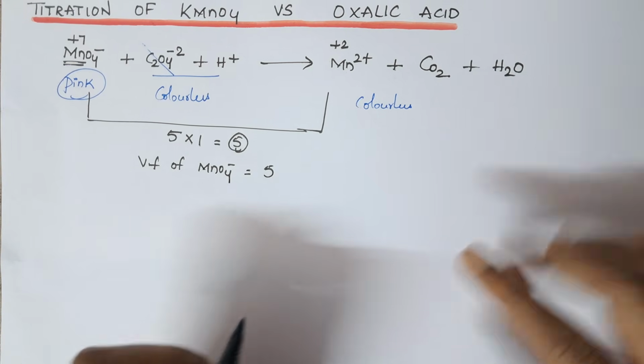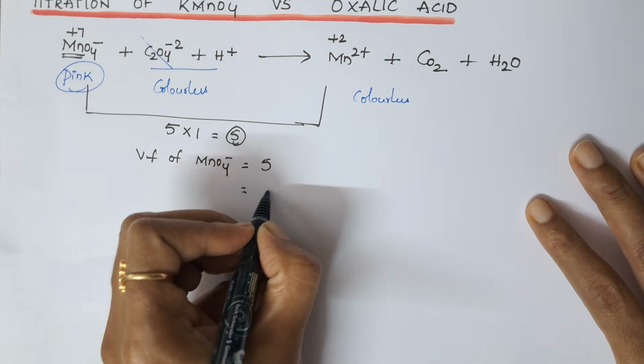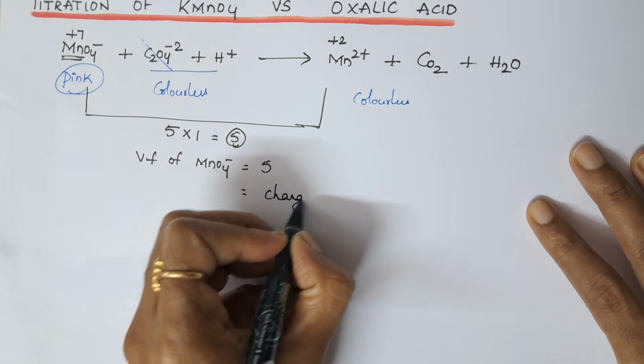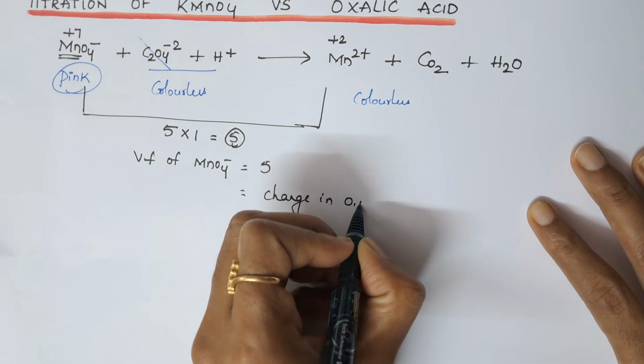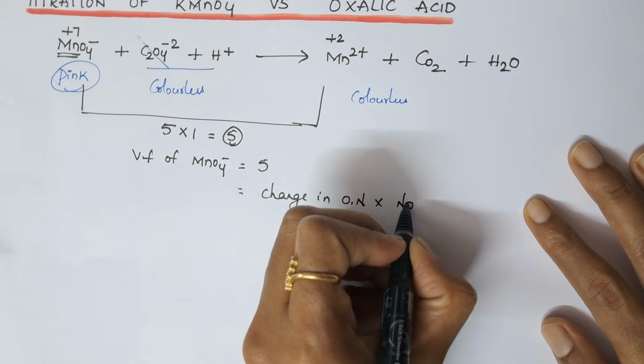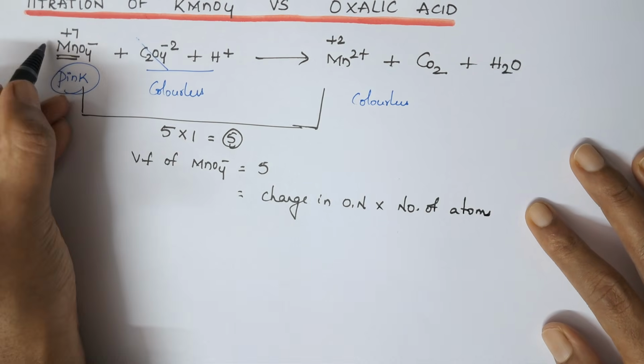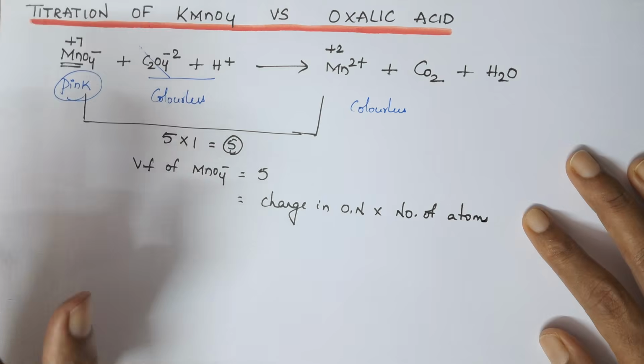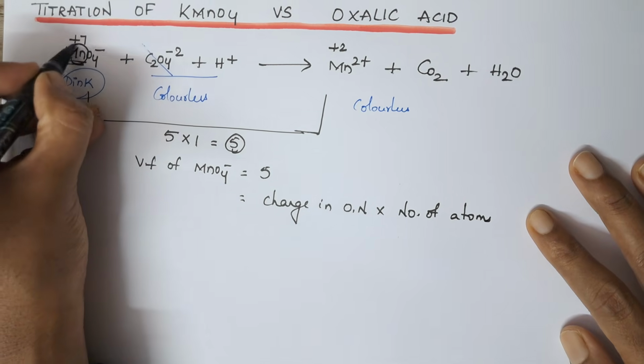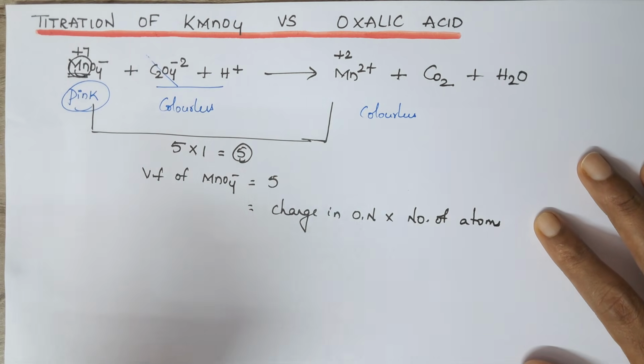How to find the valency factor, students, tell me? Change in oxidation number into number of atoms is the formula. What atoms you should not see? Stoichiometric coefficient. For example, if 2 is there before, or 3 is there, that you should not take. In the formula, how many number of atoms are there, that only you should take.